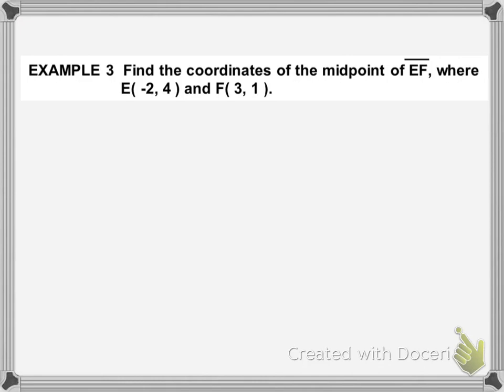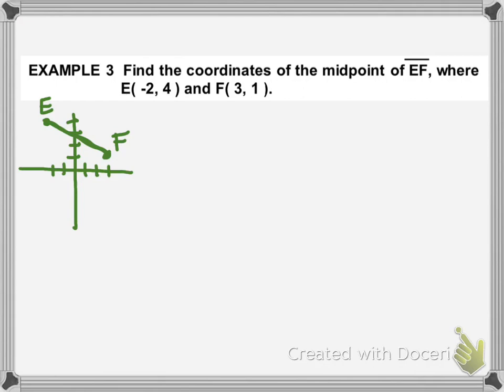Here's an example of finding the location of the midpoint on a coordinate grid system. I'm just going to quickly sketch these 2 points so we can have a visual representation of what we're finding algebraically. So point E is at -2, 4. Here's point E. Point F is at +3, 1. Here's F. So this segment EF, I'm trying to locate its middle, what's right in the middle.